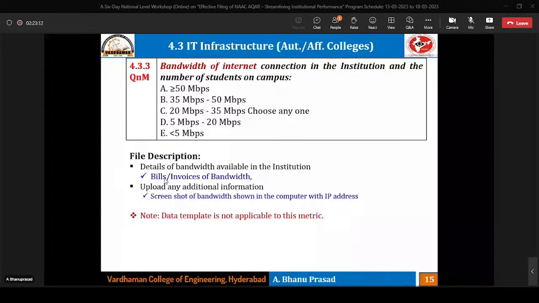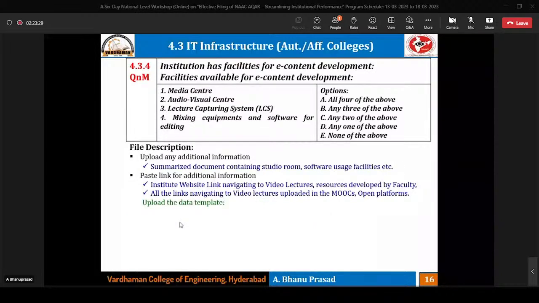Even though it is a small one, it is most important to make our teaching learning process more sophisticated. So there is no data template applicable here in this metric. Coming to the last, under IT infrastructure, as we said, it has changed. The teaching has changed from chalk and talk to flipped classroom or activity based.